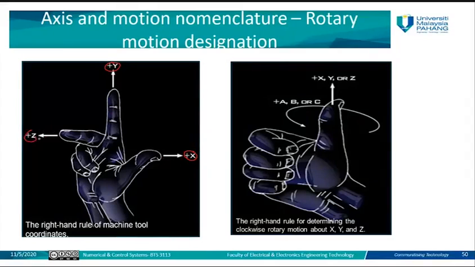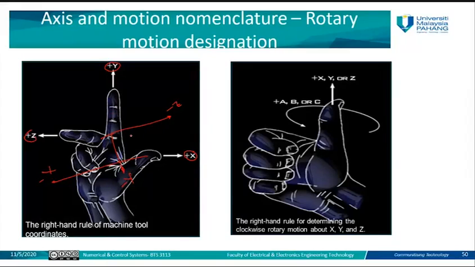That means if this is positive z, on the other side we have negative z. If this one is positive y, on the other side we have negative y. If this one is positive x, on the other side we have negative x. So by using these three fingers of your hand, it's easy to indicate the direction of the movement of the machine's different parts.